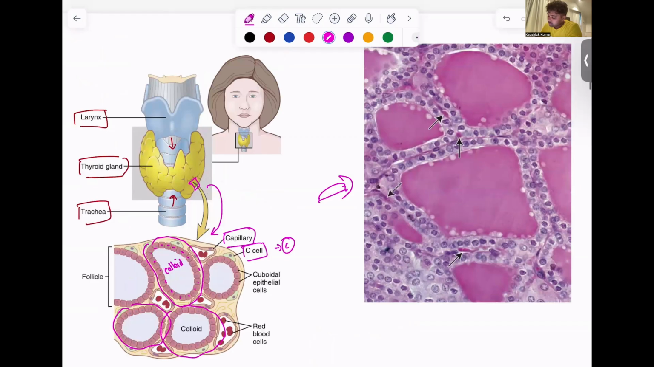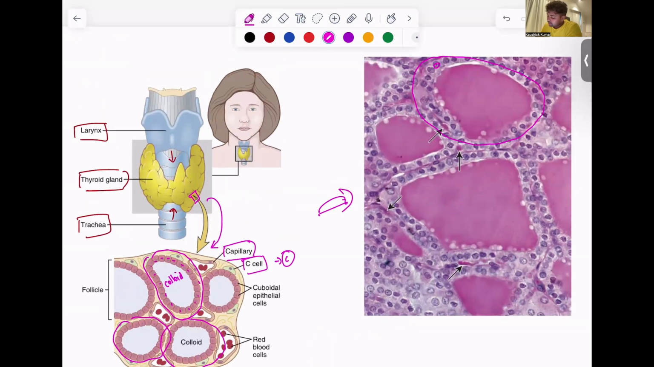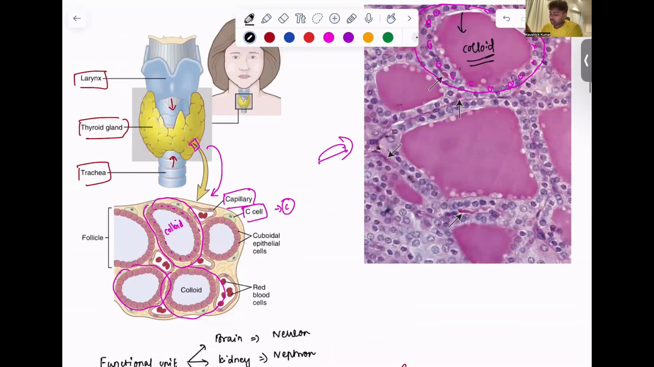This is the actual image of a follicle. This is the single follicle, and the cells which are stained with violet color are the follicular epithelial cells, and in the lumen you can see colloid. So that is the basic histology of the thyroid gland.